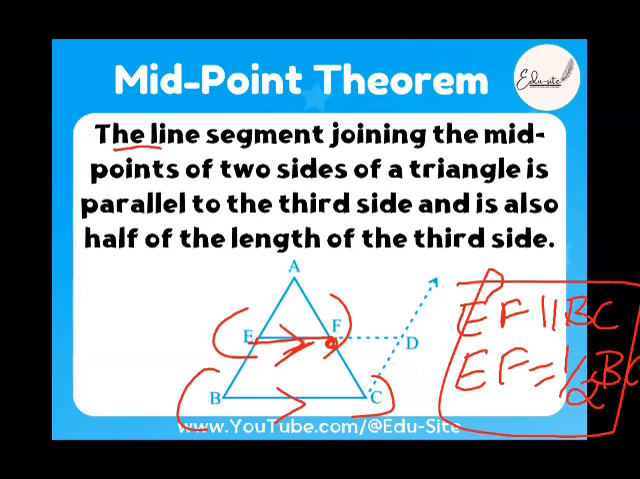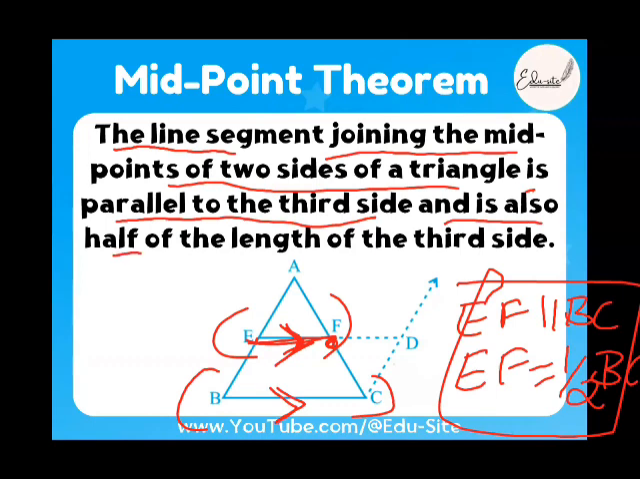Can we read this? The line segment joining the midpoints of two sides of the triangle, that is EF, is parallel to the third side. EF is parallel to BC and it is also half of the length of the third side. This was the statement of the midpoint theorem.